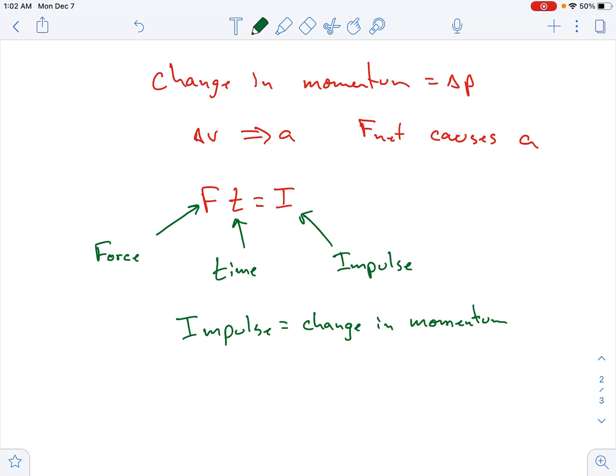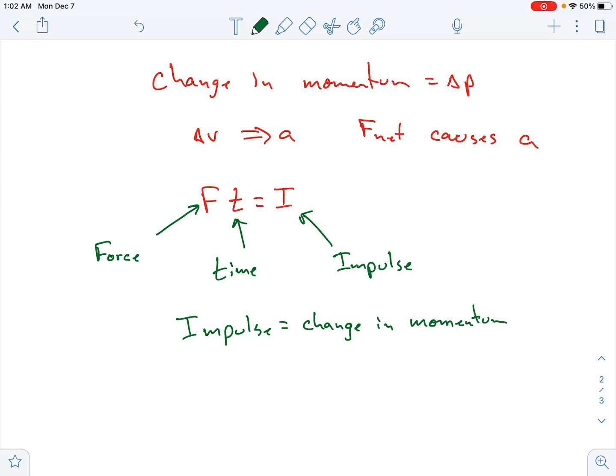In fact, this is known as the impulse momentum theorem. Okay, those of you that are in my class, you've probably heard me talk about how physicists are not the most creative of people. And saying that the impulse is equal to the change in momentum is the impulse momentum theorem. That's it. That's the whole thing, right? Impulse is equal to the change in momentum. That is the impulse momentum theorem.